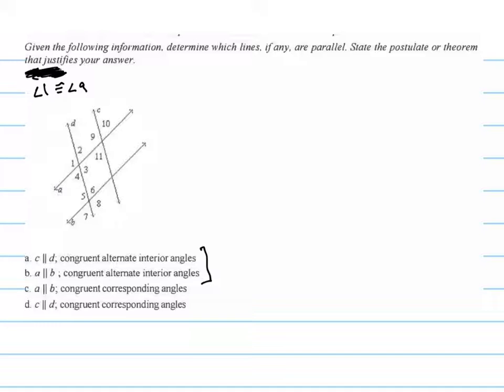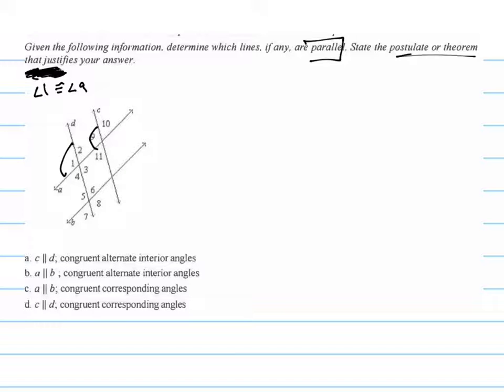All right, so this says, given the following information, determine which lines, if any, are parallel. State the postulate or theorem that justifies your answer. So we are looking at angles 1 and 9. So here's 1 right here, and 9 is right here. So those are congruent to each other.